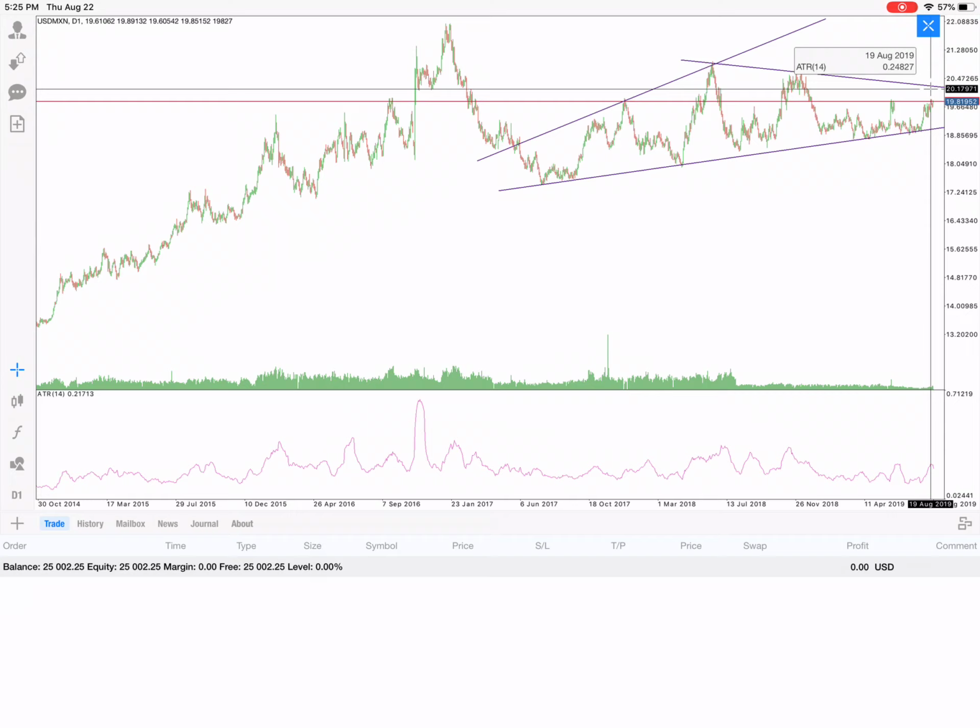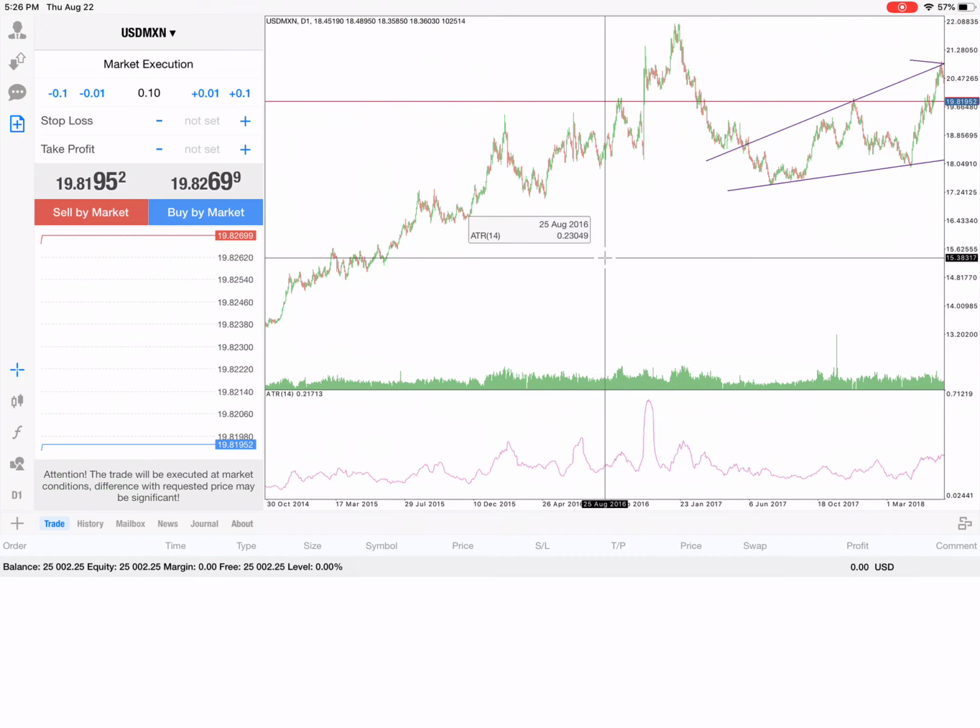You can actually determine how much each pip is worth. So this is a couple hundred pips from this low point to this high point. For simple math purposes, let's just say it's 100 pips. You can determine how much each pip is worth.